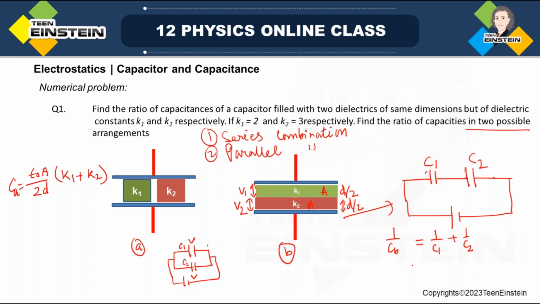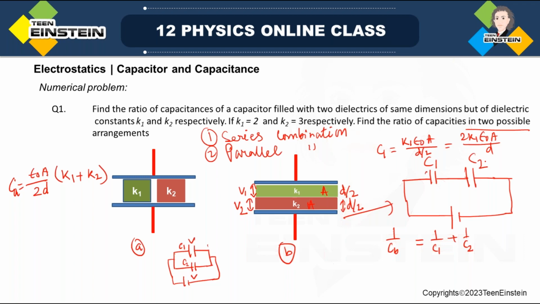So what is C1 and C2? That we have to first find out. So C1 and C2, I'll just take two parallel plate capacitors having thickness D by 2 and dielectric constants K1 and K2 respectively. So C1, in this case, will be K1 epsilon naught A by D by 2. That means this will be 2K1 epsilon naught A by D.